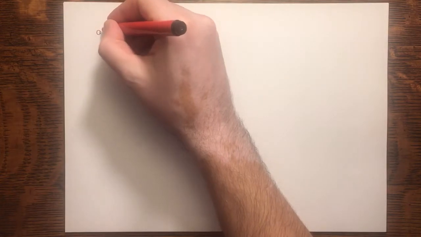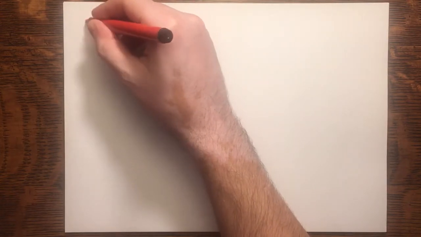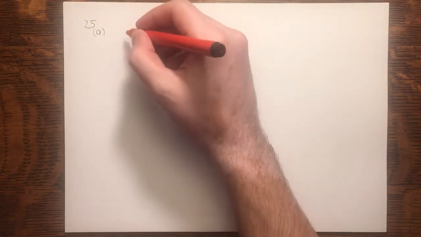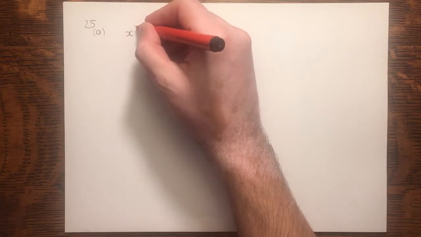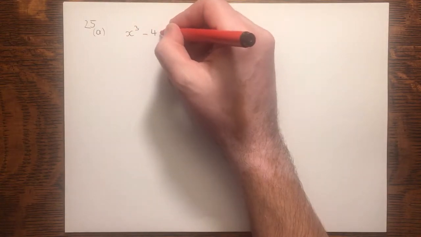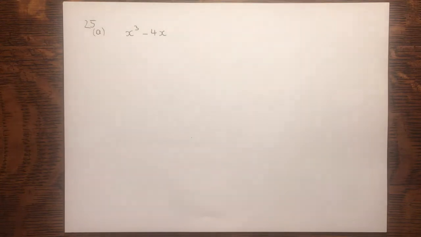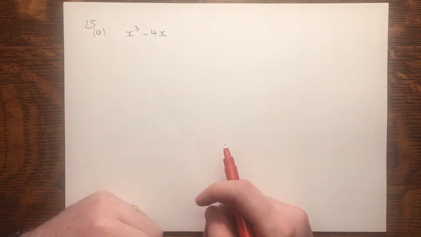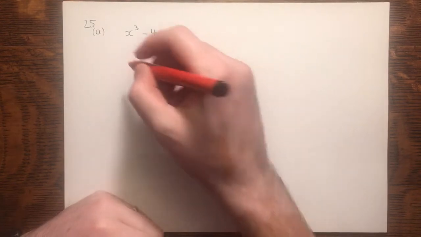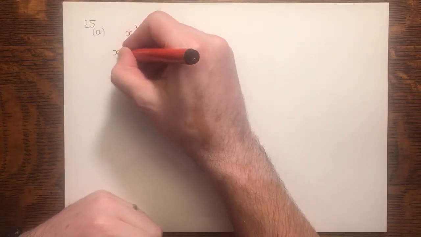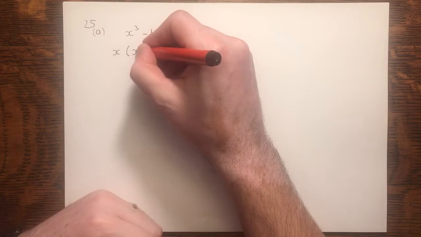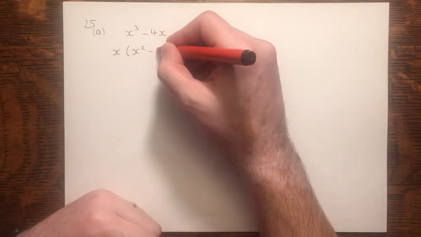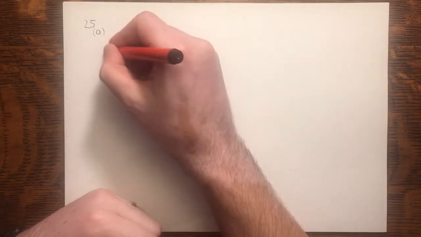In question 25, we start off with the cubic that we're asked to factorise. The cubic is given as x cubed minus 4x. The first attempt I usually make in a factorisation is the extraction of any common factors, and in this case we have x in both that we can extract. That leaves x squared minus 4 inside the brackets.